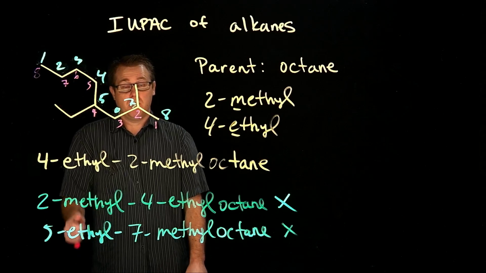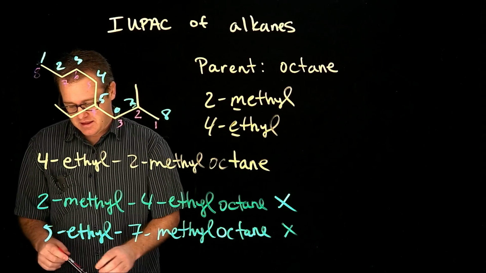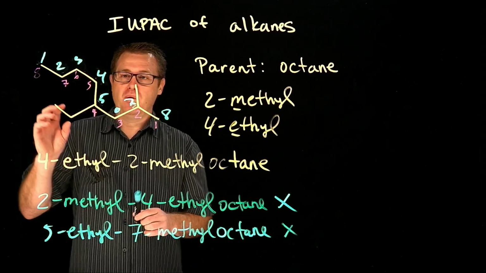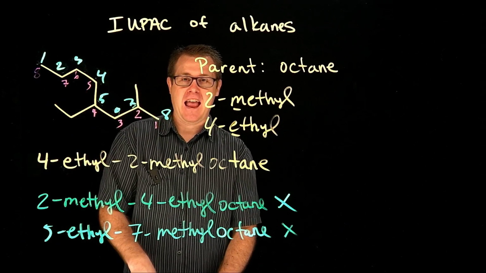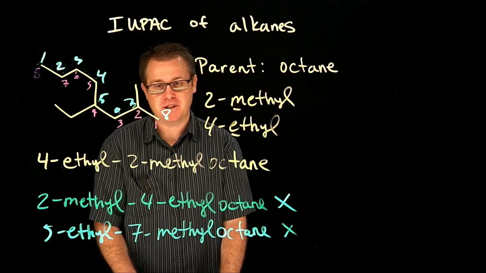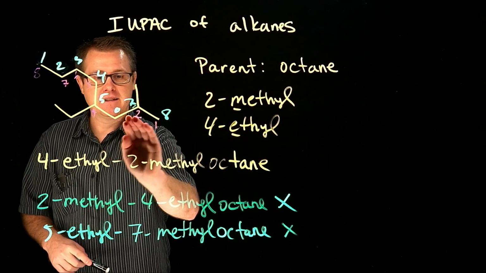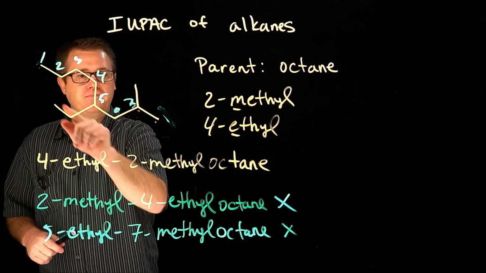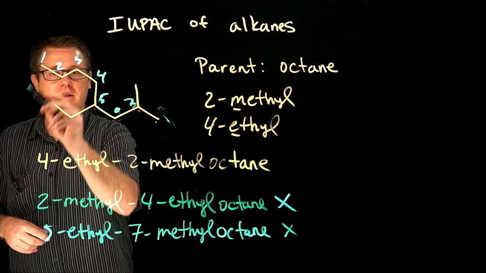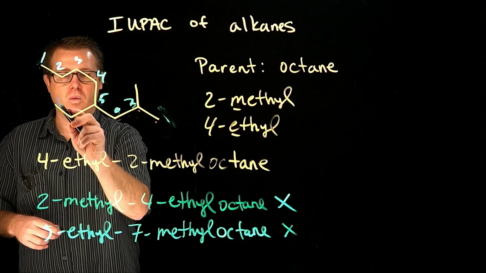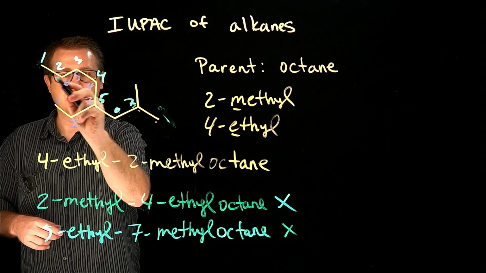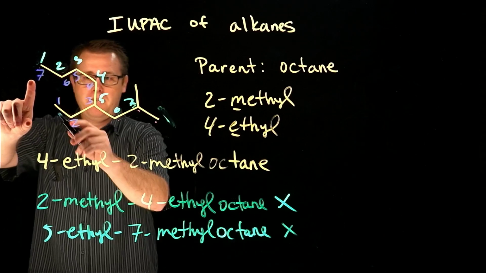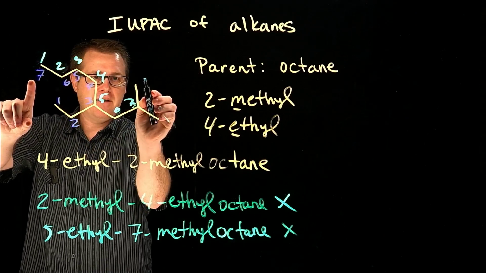But another one that's really, it stinks when it happens to you, is when you number the incorrect parent chain and you think you found the longest chain, but you didn't. And so, for example, let's erase these numbers here, because we're getting a little messy. What if you numbered it this way? Let's see. 1, 2, 3, 4, 5, 6, 7. So you're like, yeah, 7 carbons. And you're like, okay, there's my parent chain, and then I have this as my substituent.